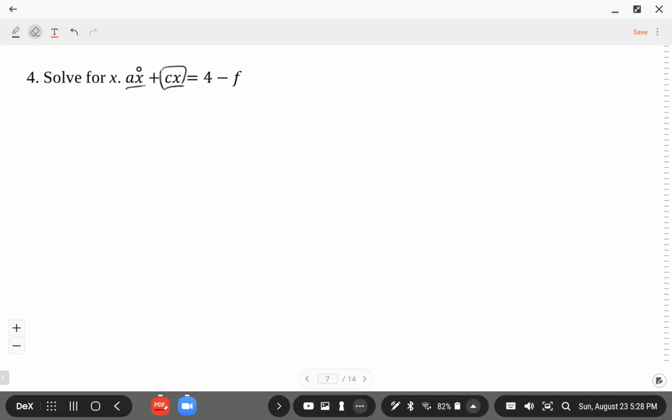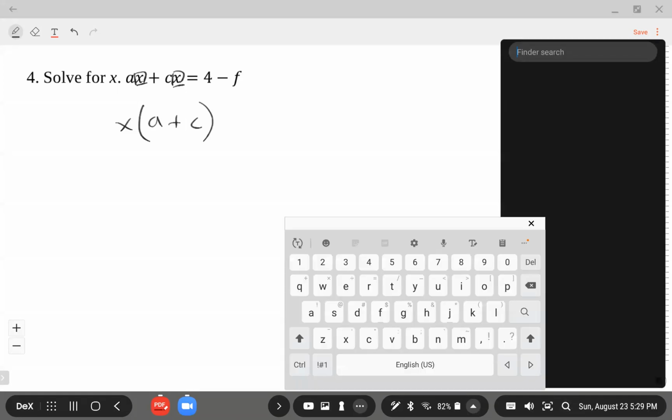Look, they both have a common factor, right? X is in both ax and cx. And then we can factor it out. X times a plus c. And this is called factoring. Okay? This is basically doing the opposite of the distributive property. In the distributive property, we're unwrapping the parentheses, right? But now we're putting the parentheses around the variables. So this is the reverse distributive property, you could say.